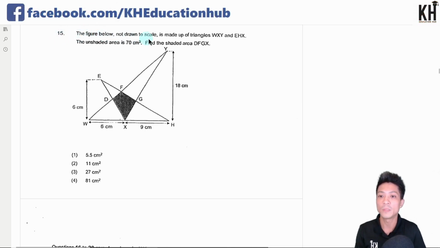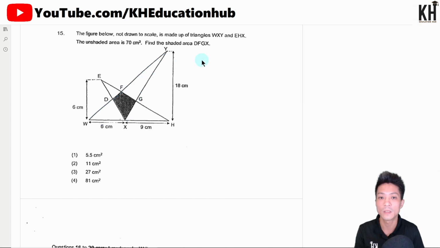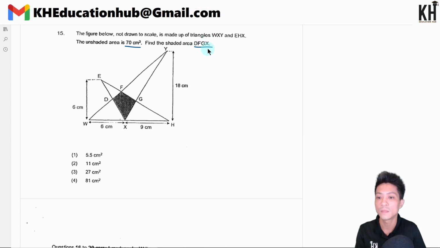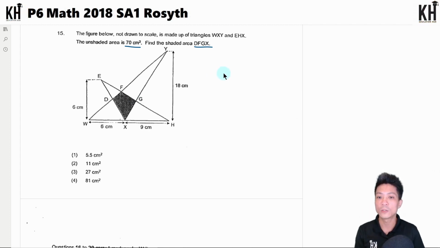Question 15, the figure below not drawn to scale is made up of triangles WXY. So WXY is this one, and EHX is this. The unshaded area is 70 square cm. Find the shaded area of the FGX. So I need to find the area of this shaded part. For this question, I'm gonna find the total area of these two triangles first.